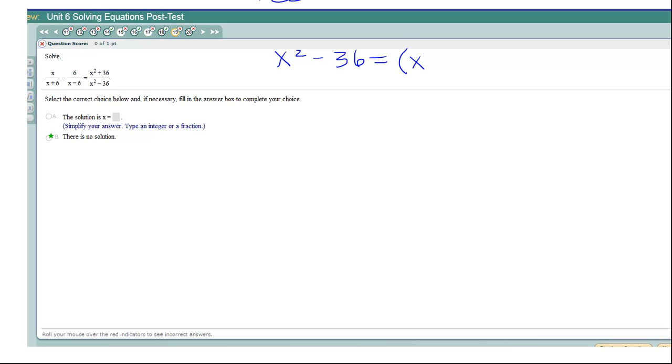Well, I know x times x will give me that x squared, and negative 6 times positive 6 will give me this negative 36 and no middle term. The middle terms will cancel because this is negative 6 and this one's positive 6. So right now, I know that x minus 6 times x plus 6 will help me cancel out all of these denominators, including this one. So I'm going to multiply each term by this.